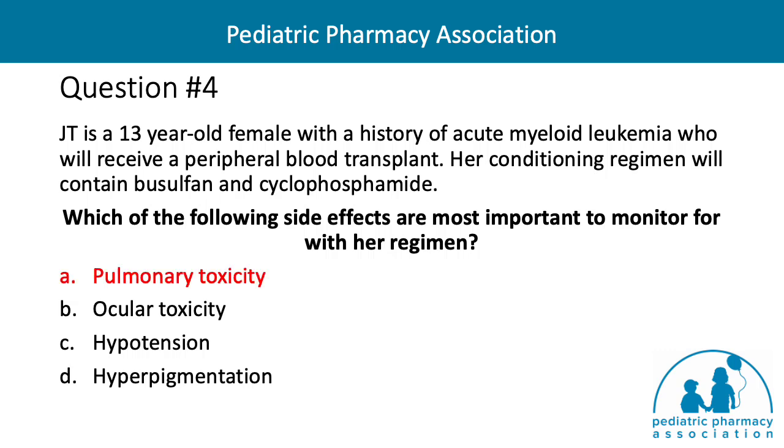So the correct answer here is A, pulmonary toxicity. As you may recall, we discussed pulmonary fibrosis being a dose-limiting toxicity of busulfan and definitely something that we should monitor with this regimen. If you would like a refresher on the other toxicities and medications that they might be associated with, you can go back to those conditioning regimen slides and review the medications.